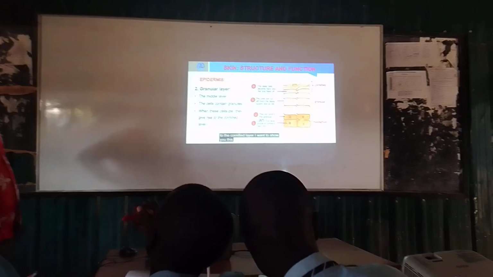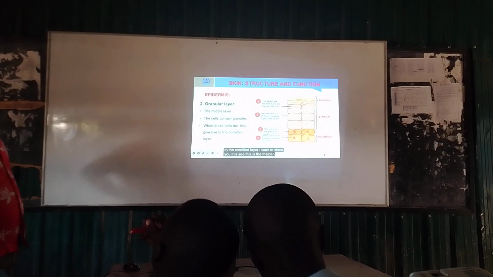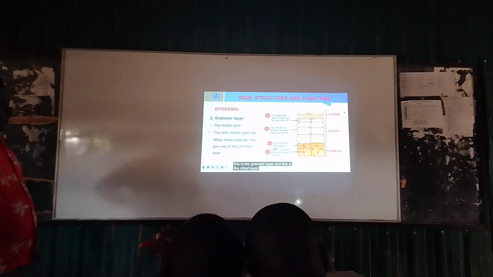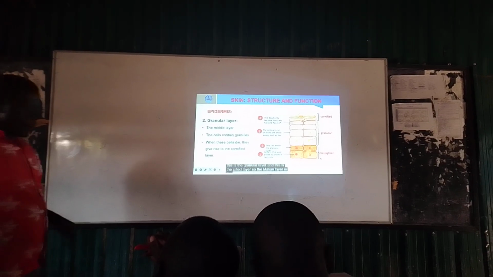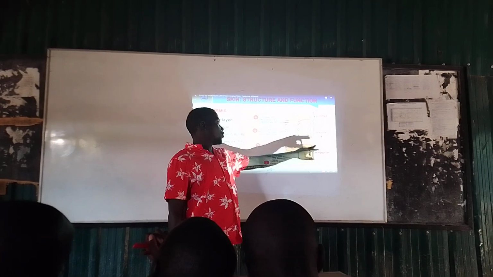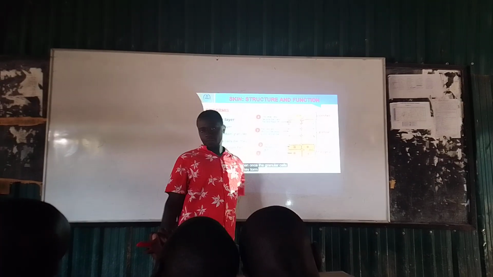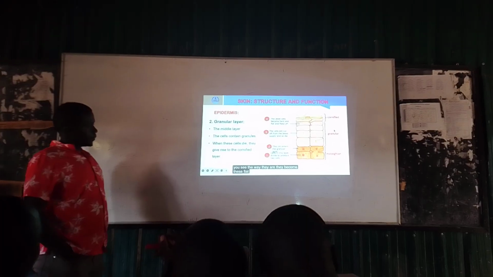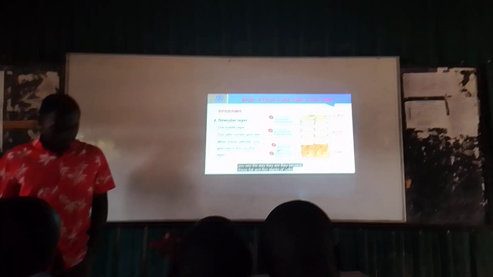I'm going to show you this. See? This is the mammalian layer, this is the granular layer, and this is the conified layer. So the mammalian layer is the one that gives rise to the granular layer. Once the granular cells have died, they form the conified layer. You see the way they are? They become these large and thin stacks of cells.